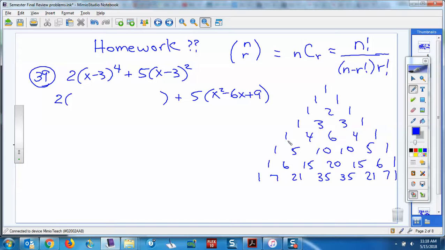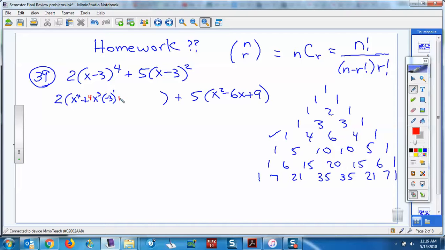But this one, we'd be down on this row right here, right? Like Kale was asking. So what's that going to be? Well, that's going to be x to the 4th and no 3. And let's keep the negative with the 3. That's going to be plus x to the 3rd, and it's going to be negative 3 to the 1st. Now, what did I forget? The 4 in front of it, okay?